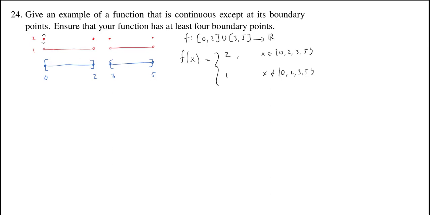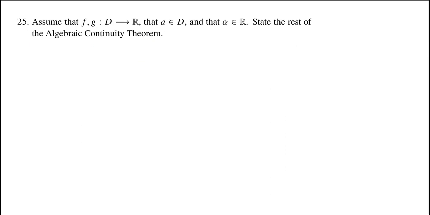Okay, well, let's check out problem 25. In problem 25, we're asked to state the algebraic continuity theorem. So we're given a couple of things. We have two functions, f and g, with domain D, codomain R. We have some point a in D, and there's some constant alpha in the real numbers.